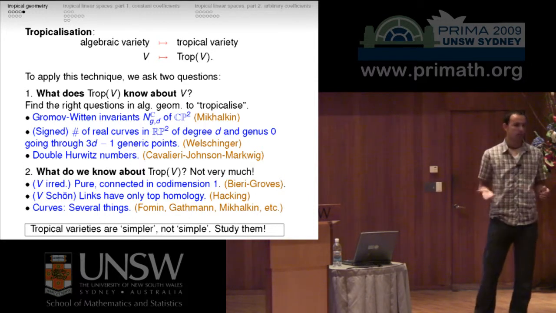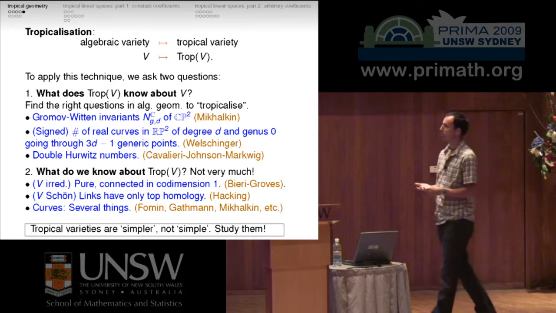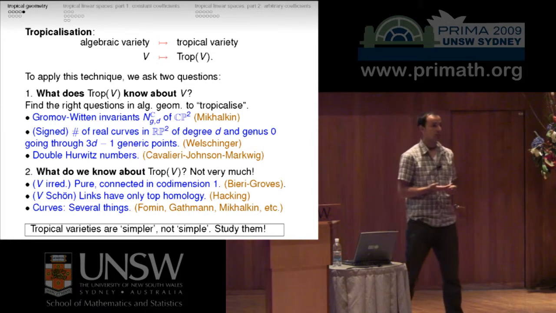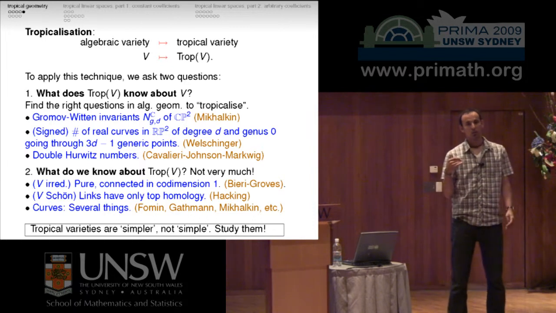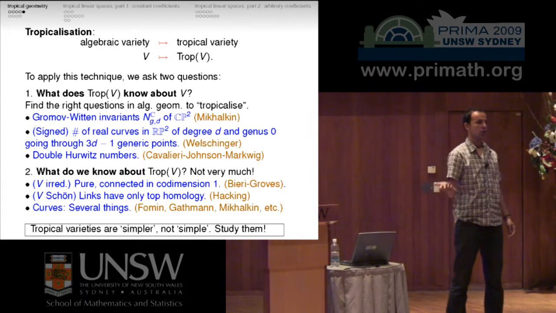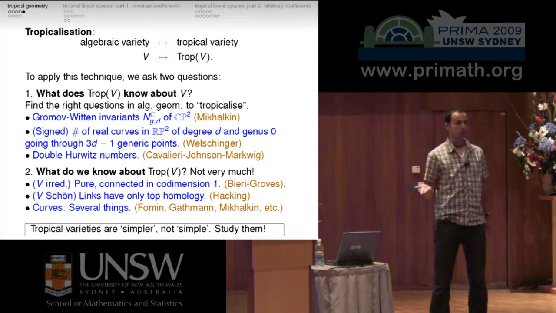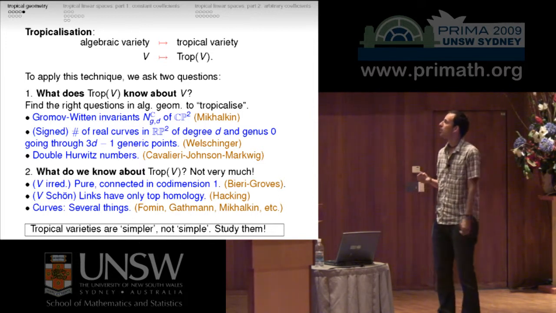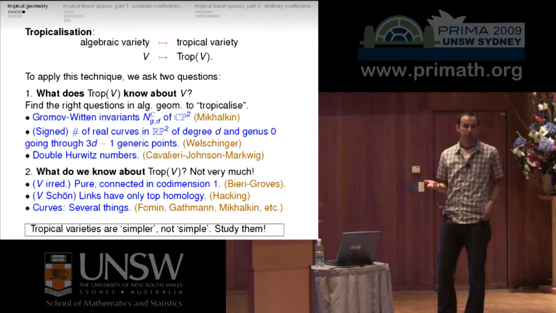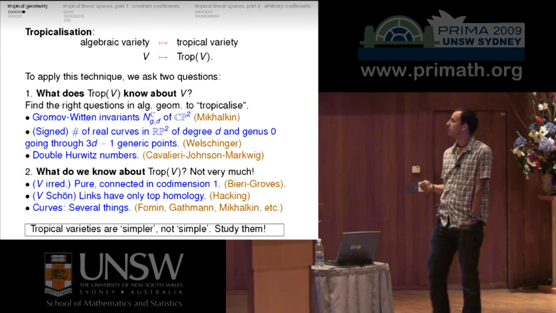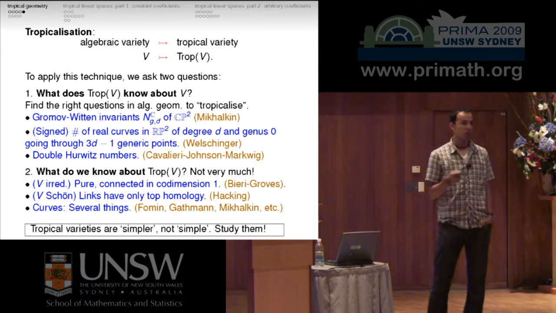If we want to apply this technique, then there are 2 things that we need to ask ourselves. The first thing is, what does the tropical variety know about the variety? And the second thing is, what do I know about the tropical variety? So let me talk about the first question quickly. What does the tropical variety know about the variety?